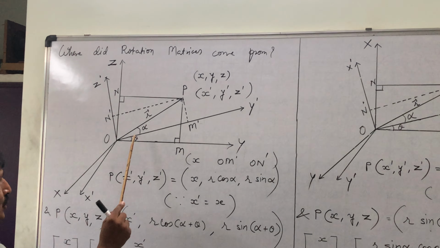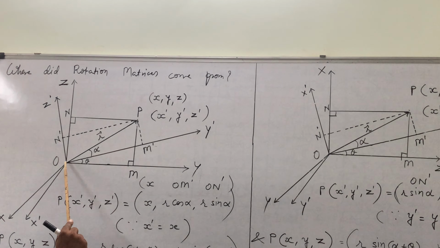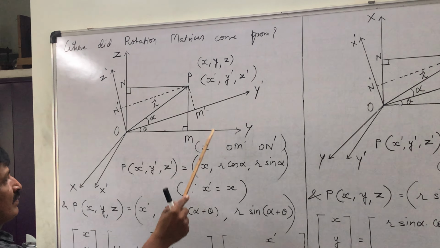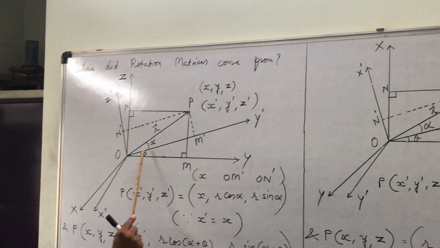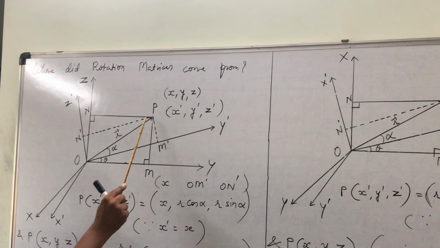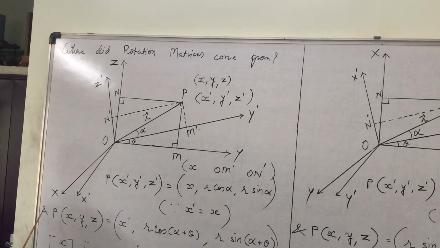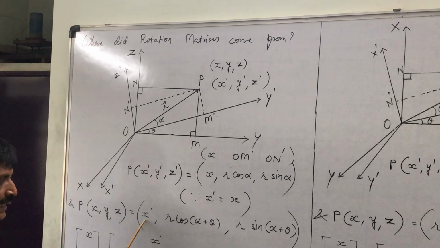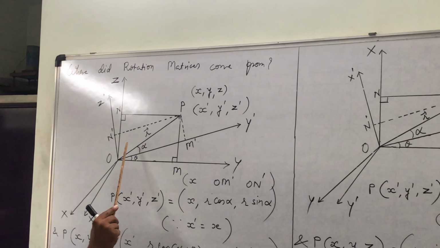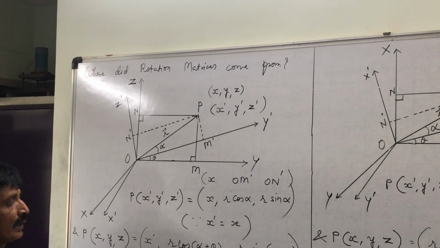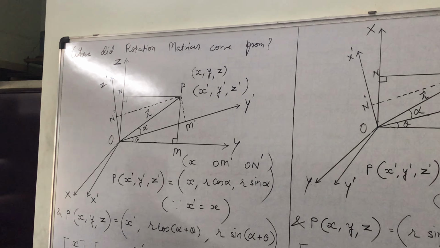What is y dash? In the x dash, y dash frame, it is r cos alpha. Observe the figure. And what is z dash? It is r sin alpha. We have rotated around x, so x is equal to x dash. So P x y z is what? OM is the y component, so r cos of alpha plus theta. And ON is the z component, so r sin of alpha plus theta.